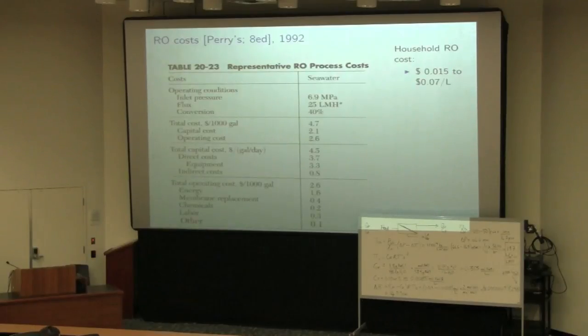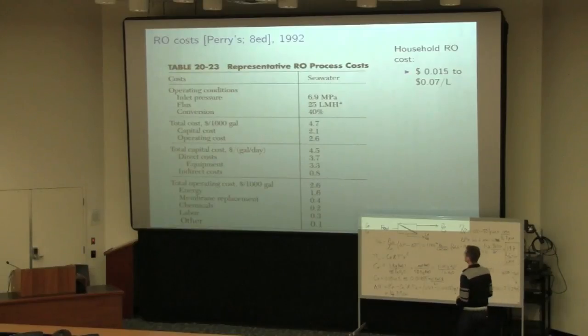Slides back or so in the notes, we see this table here from Perry's 8th edition. For a typical reverse osmosis system, inlet pressure is 6.9 MPa. That is in fact exactly this: 64.6 atmospheres is 6.9 MPa. They're saying a typical flux from that reverse osmosis system would be 25 LMH. Here we have 20, so it's within the ballpark.